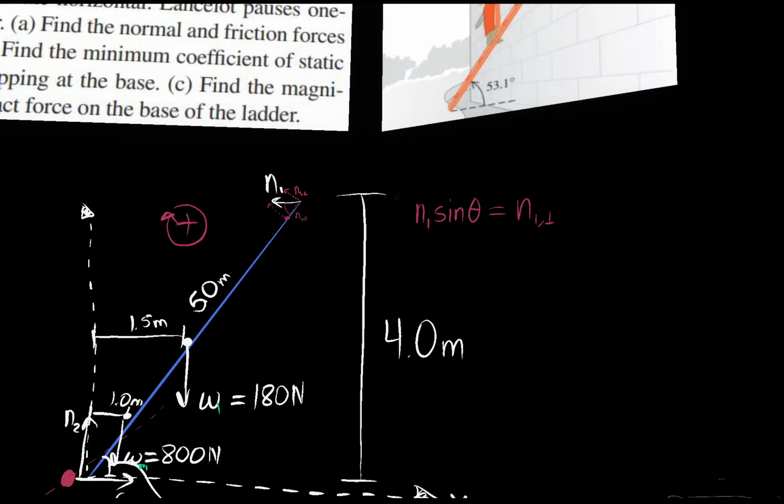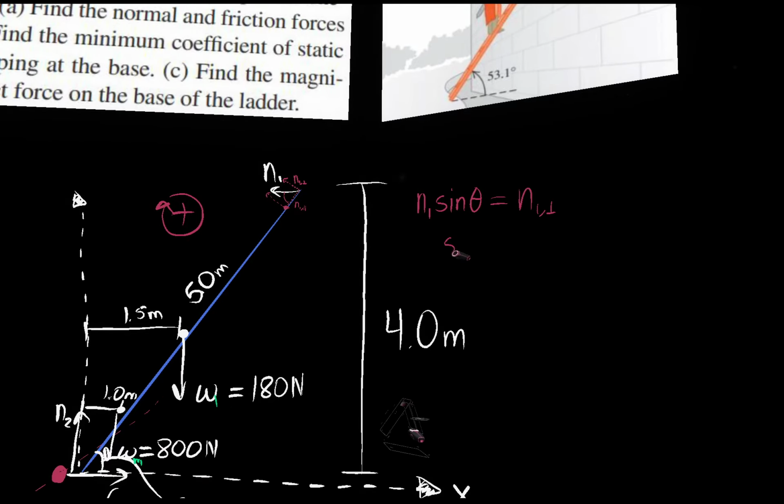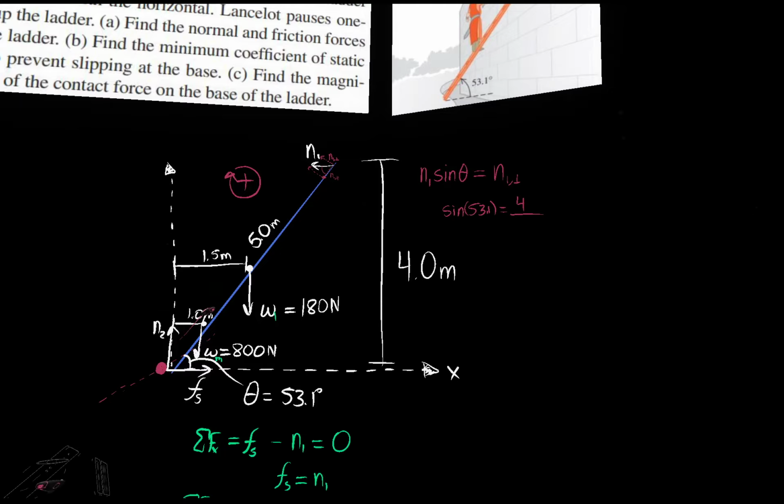And so we have that sine of 53.1 is equal to 4 over, well, sine would be opposite over hypotenuse, so 4 over the length of the r vector, which is the distance from the axis of rotation to this thing here, right?